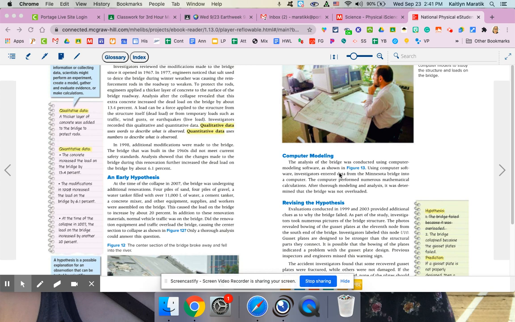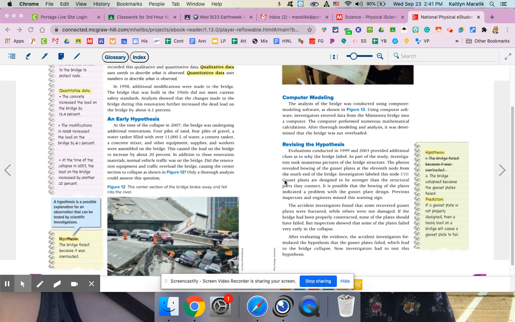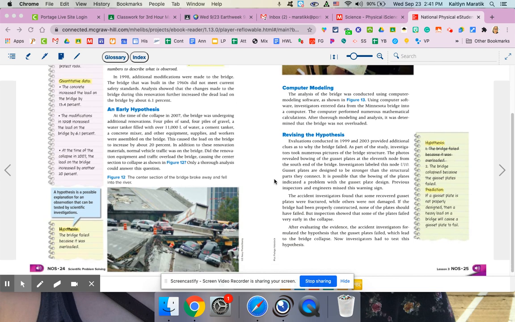So the photos revealed that the bowing of the gusset plates at the 11th node from the south end of the bridge, investigators labeled this node U10. Gusset plates are designed to be stronger than the structural parts that connect to it. It's possible that the bowing of the plates indicated a problem with the gusset plate design. Previous inspectors and engineers missed this warning sign.